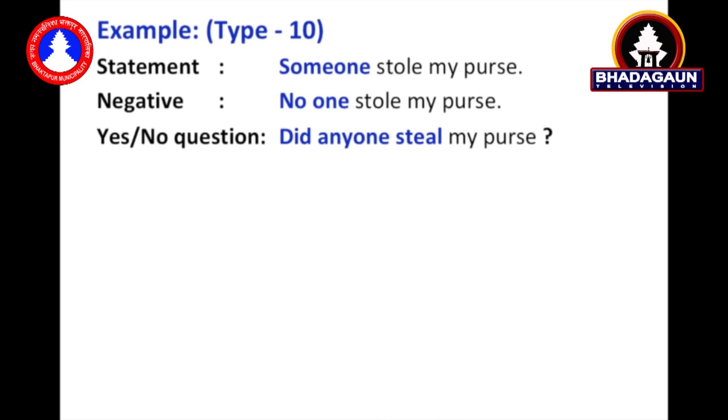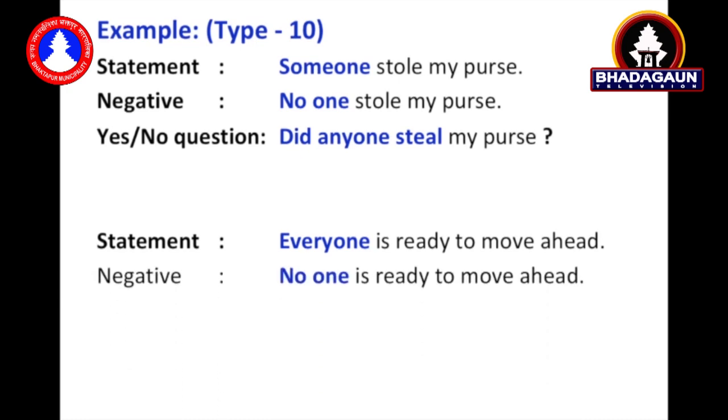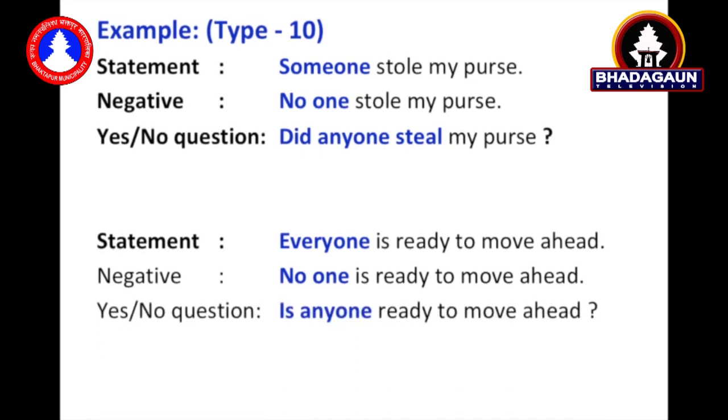Let's take a similar type of example again. Everyone is ready to move ahead. And now again, everyone is changed into no one. So no one is ready to move ahead is the negative. And its question is again, is anyone ready to move ahead? So is is used before the subject anyone. And here again, everyone is changed into no one in negative, and everyone is changed into anyone in the question.